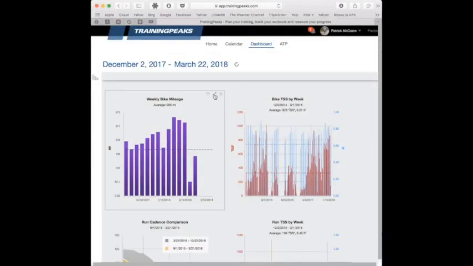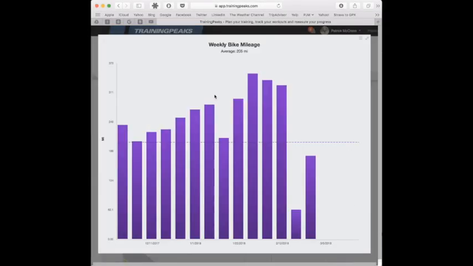First and foremost, we have a weekly bike mileage chart. Again, this is more goal oriented, and some logs like Strava will let you set a weekly target, or Zwift lets you set a weekly distance target. This is just great to make sure that you're adhering to stuff.